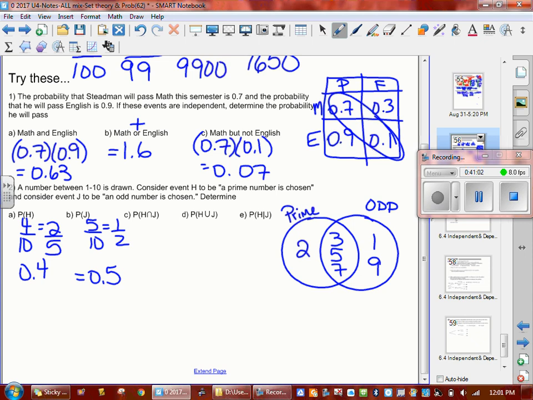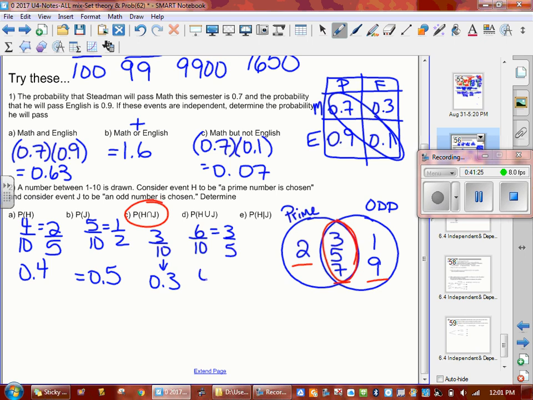And so how many are in the overlap? So this is the overlap section right here. So we're going to see 3 in 10, which is 0.3. The or just means add up how many numbers are in each section. So there would be 6 in 10, which gives us 3 in 5, which is 0.6.